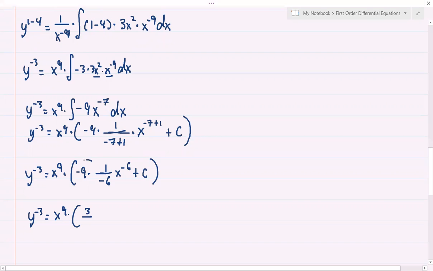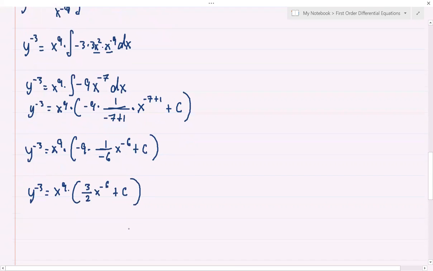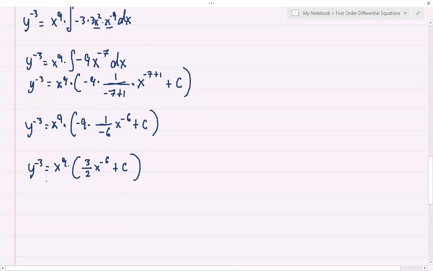So again, multiply these two terms. We will have positive 3 halves times x raised to negative 6 plus c. So for me, you can leave this as your final answer, or you can still simplify this one.